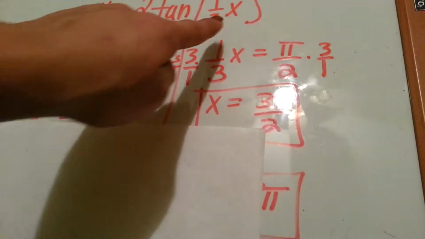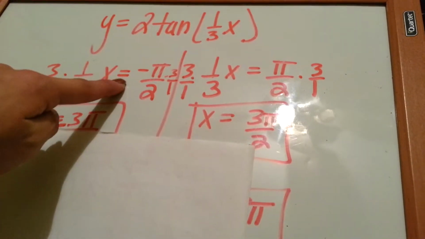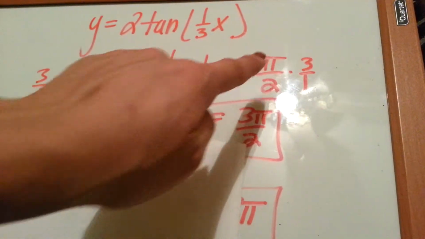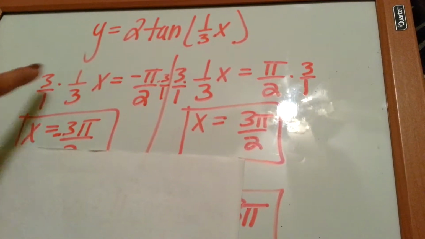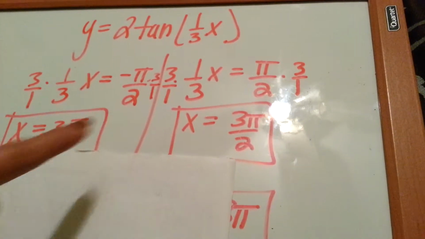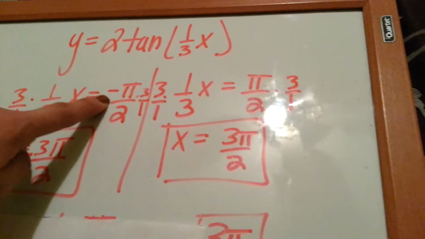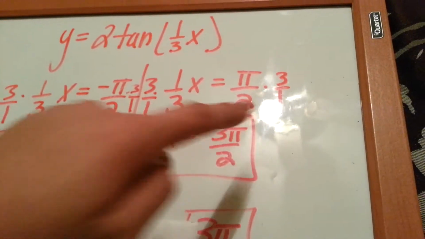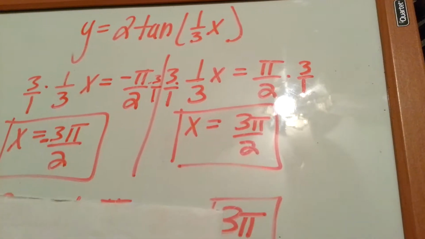We're going to set whatever's in the parentheses, the 1/3 x, equal to negative pi over 2, and on the other side equal to positive pi over 2. In order to cancel out the fraction, we're going to multiply by the reciprocal, multiplying the other side by 3 over 1, giving us x equals negative 3 pi over 2, because we have the negative sign there. Then on the other side we do the same thing, multiply by the reciprocal, 3 over 1, and that gives us x equals 3 pi over 2.